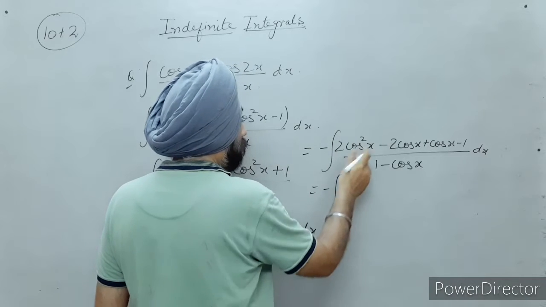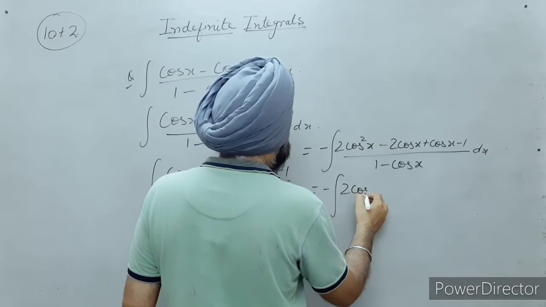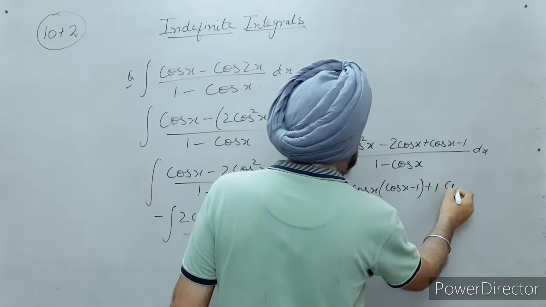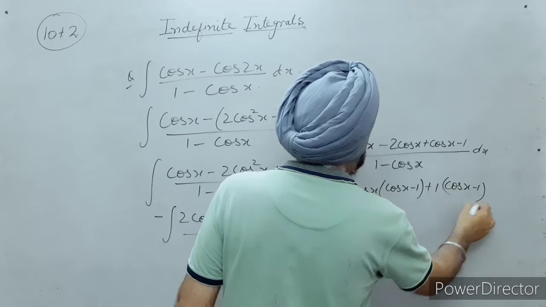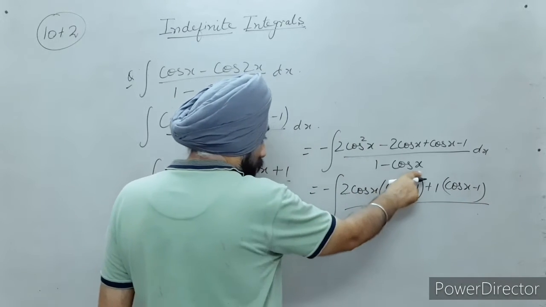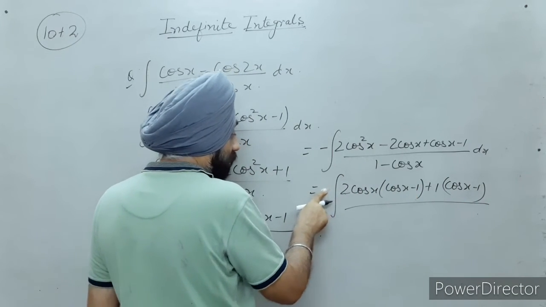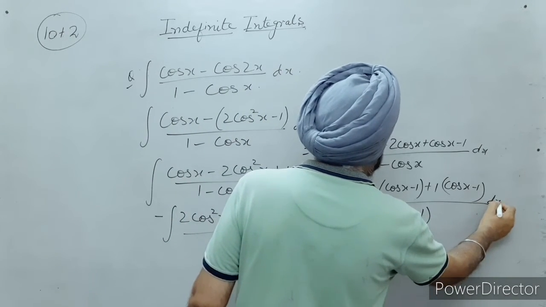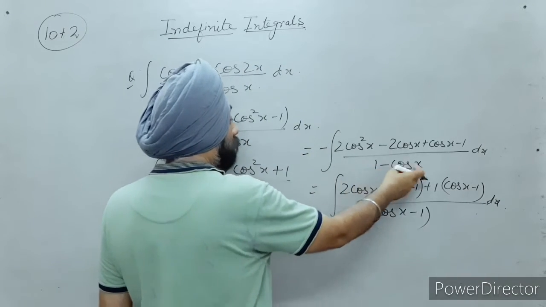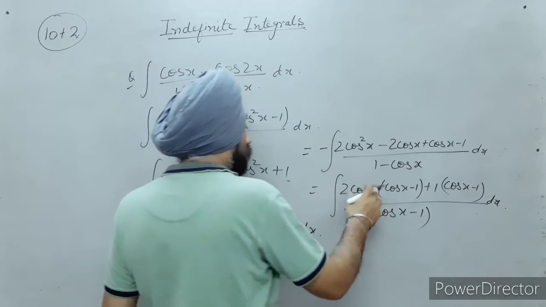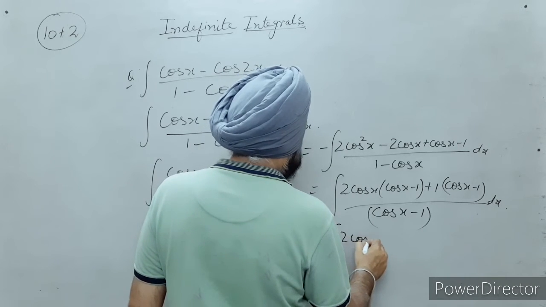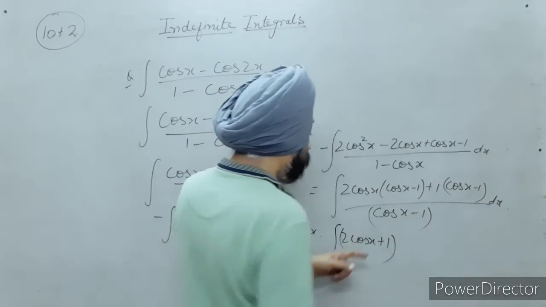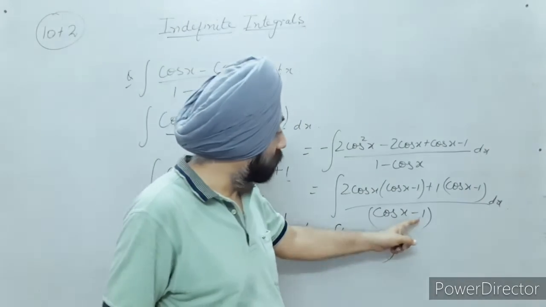Now negative, I can take 2 cos x common. In brackets I get cos x minus 1 plus 1, cos x minus 1. It is 1 minus cos x over here. Just absorb the sign inside. I can write this as cos x minus 1 dx. It's one and the same thing. The negative sign goes over here, it becomes cos x minus 1. So I get 2 cos x plus 1 only, because cos x minus 1 in the numerator cancels out with cos x minus 1 in the denominator.